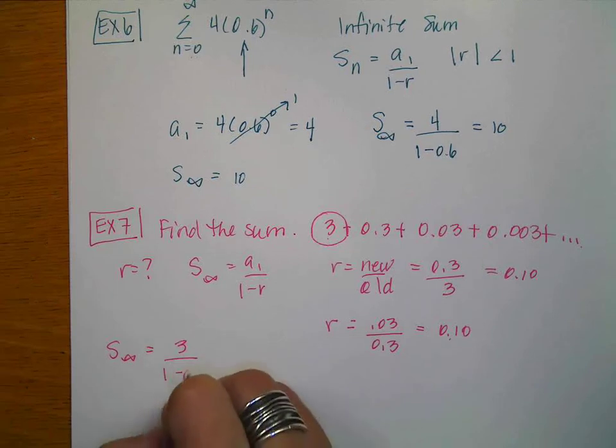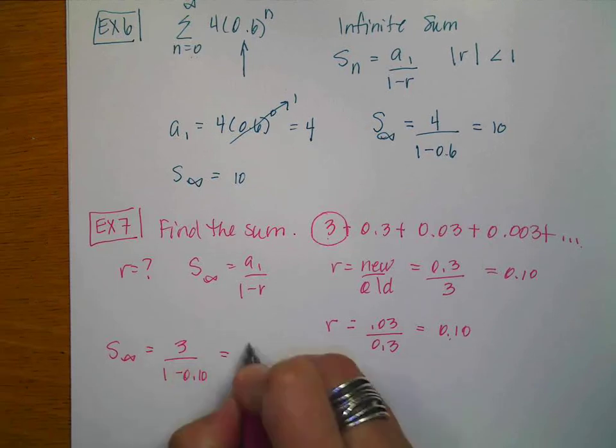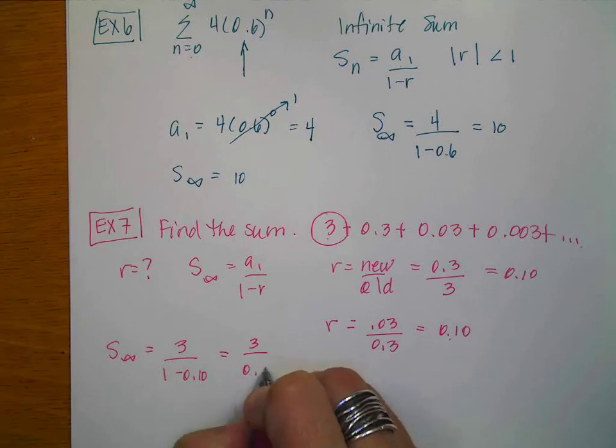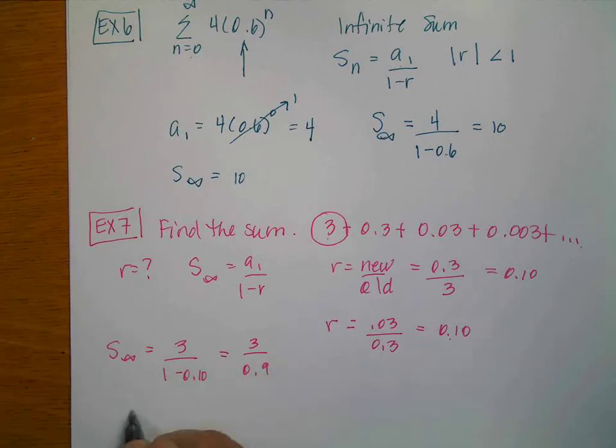So my infinite sum is going to equal the first term of the summation divided by 1 minus 0.10. This is 3 divided by 0.9, and this turns out to be 3.333 repeating. Alrighty, so my infinite sum is going to be 3.333.